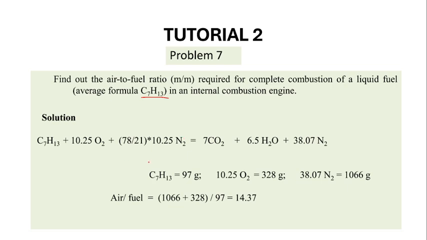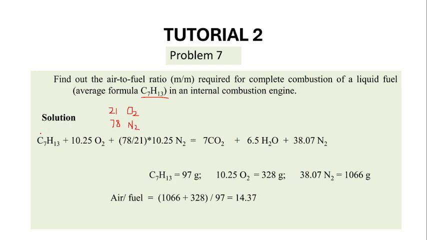So the air is composed of oxygen and nitrogen. How much oxygen is there in the air? 21 is what? O2, and 78 is nitrogen. Yes, this is the volume percentage. Okay.